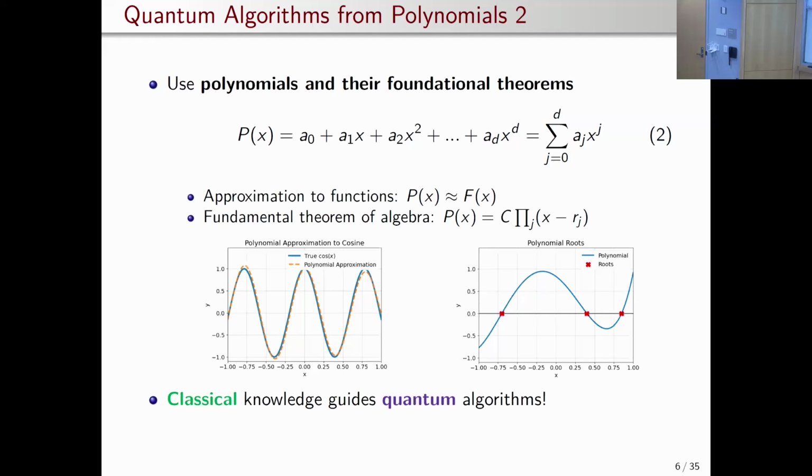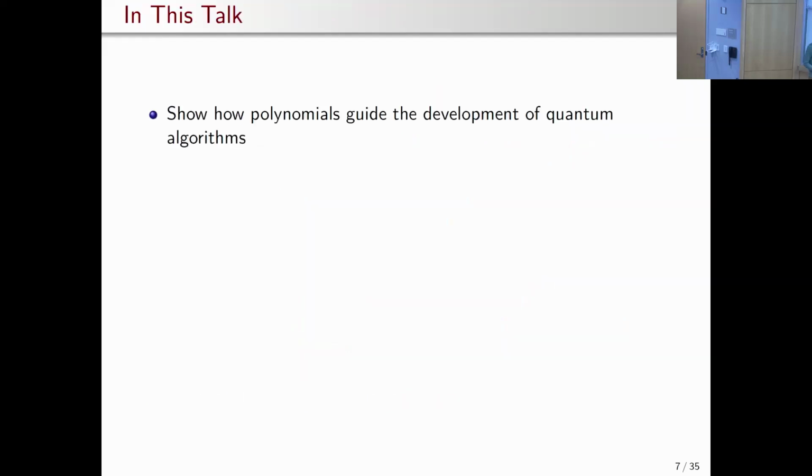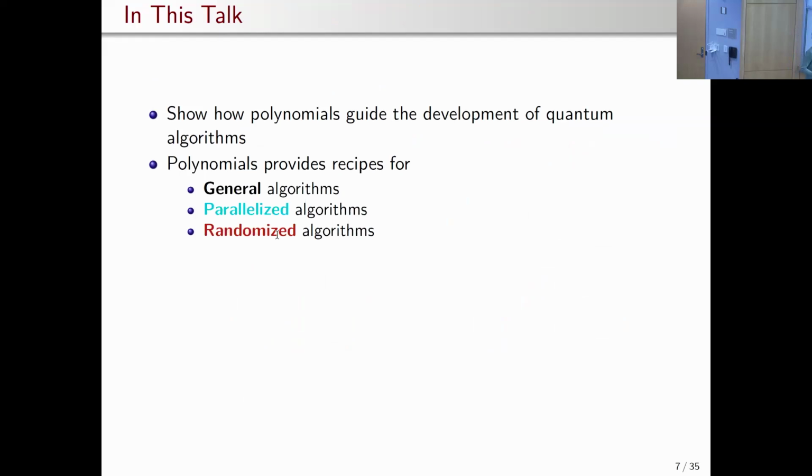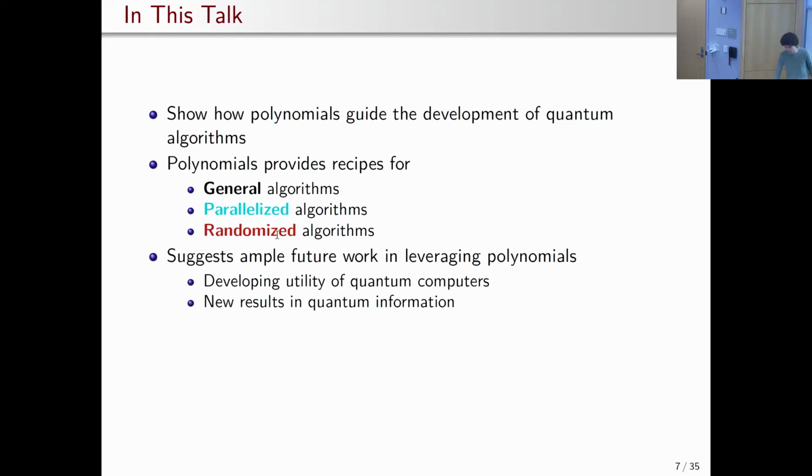And in any event, the overall punchline is that this classical knowledge that we have and have built up over hundreds of years can be used to guide the development of quantum algorithms and develop applications there. And so in this talk, I want to show you how polynomials guide this development of quantum algorithms. And specifically, I want to show you recipes for constructing general quantum algorithms, as well as parallel quantum algorithms and randomized quantum algorithms, all predicated on these ideas in polynomial theory. And then I'll also discuss a bit about how this suggests some future ideas and future work, and how we can also use polynomials to design new applications of quantum computers and perhaps even some new results in quantum information.